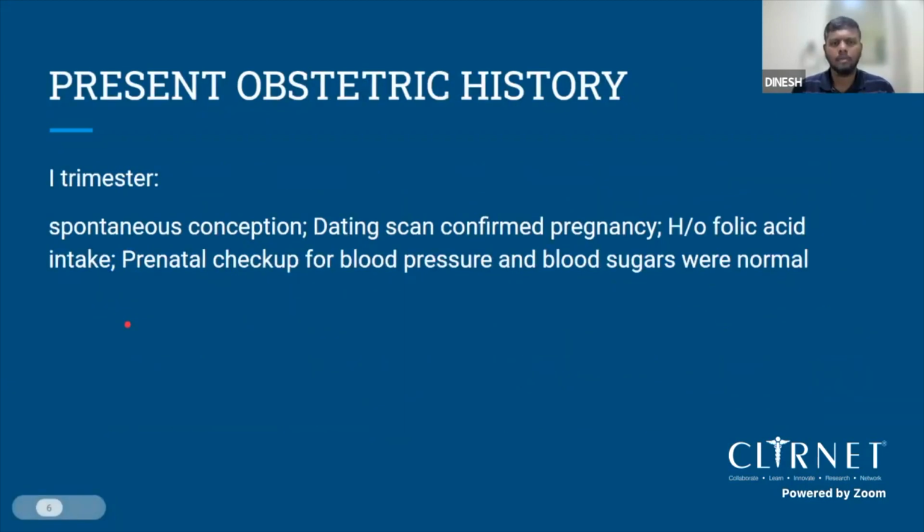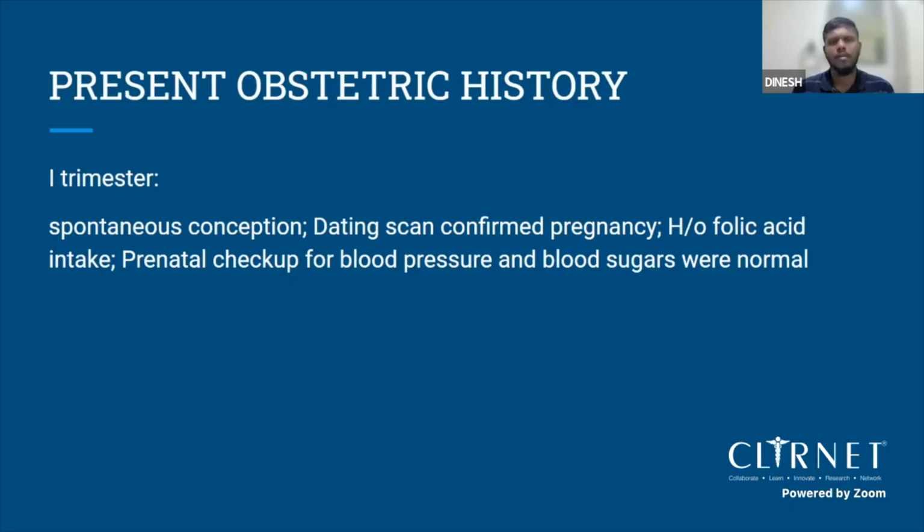Going to her present obstetric history: in the first trimester, she conceived spontaneously. After missing her first period, she did a urinary pregnancy test, which turned out to be positive. This was confirmed by the dating scan. She took folic acid in her first trimester. Prenatal checkups for blood pressure and blood sugars were all normal.